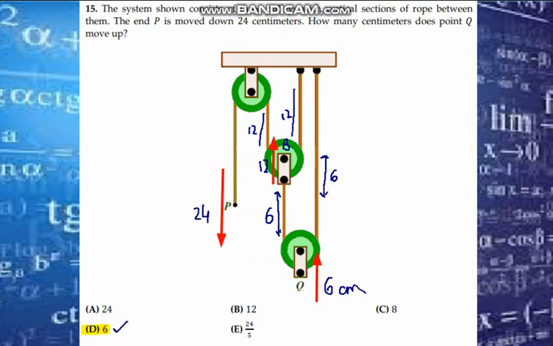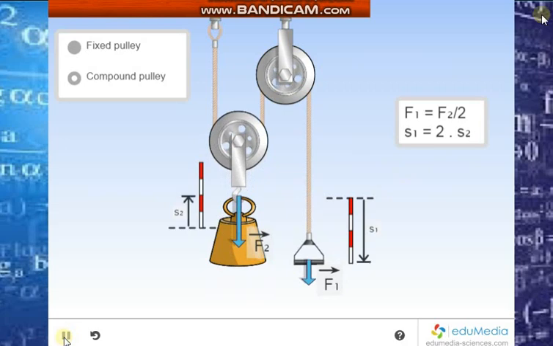Now let's watch an animation and hopefully that should make it clearer. Right? So you can ignore the force. I found this animation online. So according to this, when this bar moves down by any distance, in this case we have 24 centimeters. So when this bar moves down by 24, this weight is going to move up by 12. Because when this rope moves down by 24 centimeters, both of these ropes are going to shorten by 12 each. And this weight is going to move up by 12.